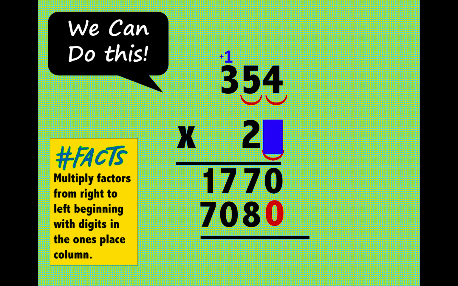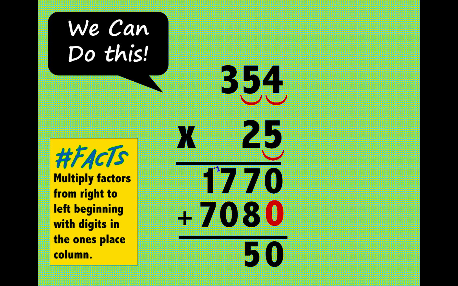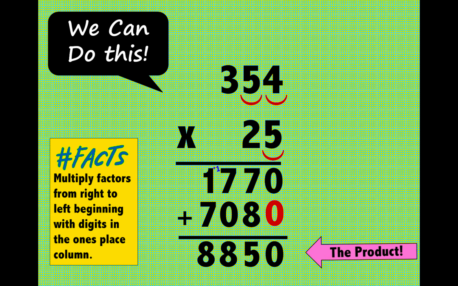Now we add up both lines. 0 plus 0 is 0. 7 plus 8 is 15. 5, regroup the 1. 7 plus 0 is 7, plus the 1 we carried equals 8. 1 plus 7 is 8. The product, 8,850. But we're not done.